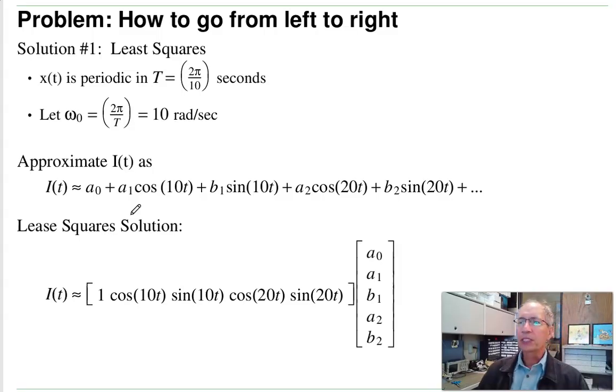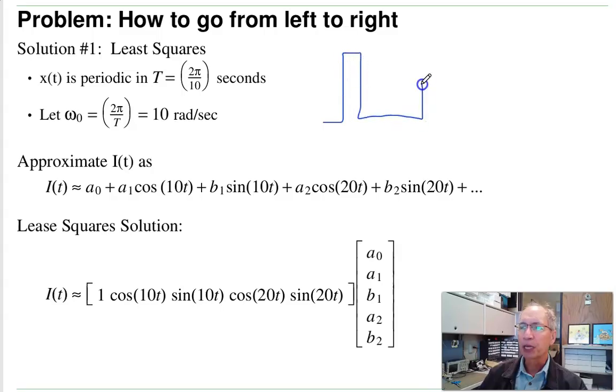Well, one solution is least squares. I can curve fit anything. So let's go back to our original problem. I've got blood flowing through the heart. The blood is periodic. The period right here is 2 pi over 10 seconds.